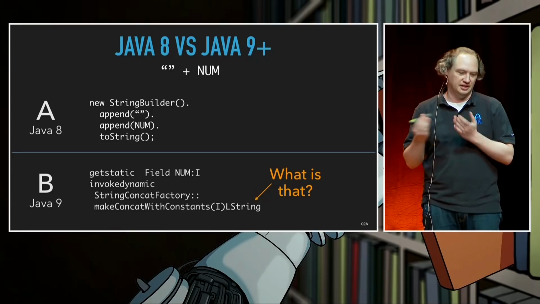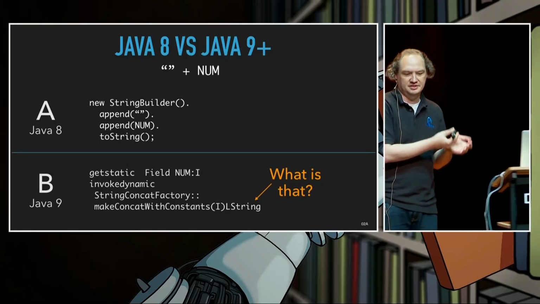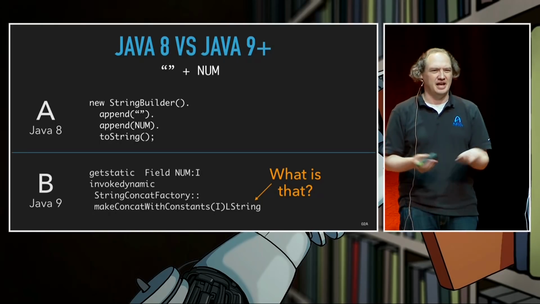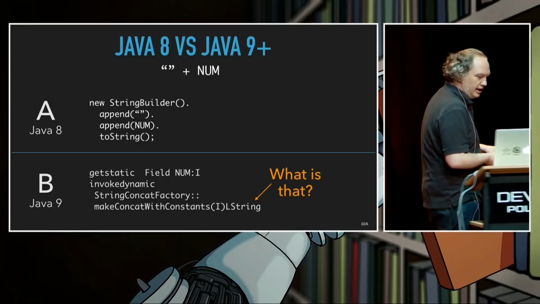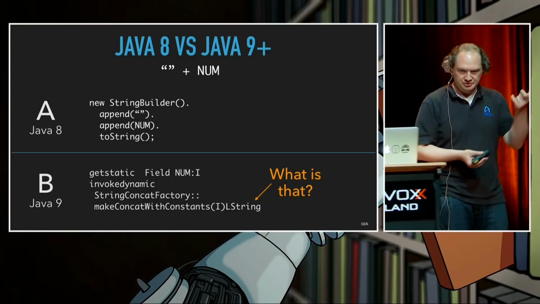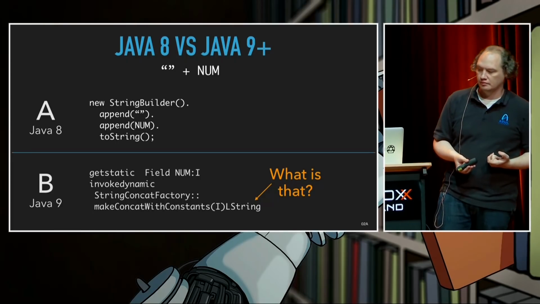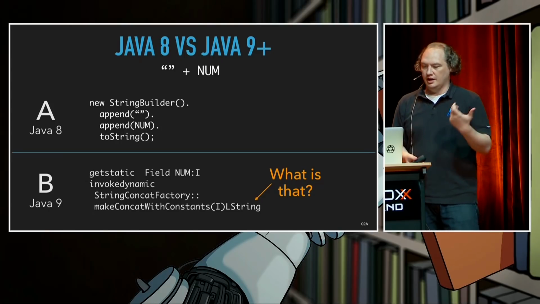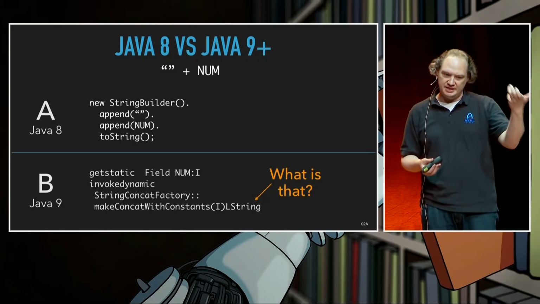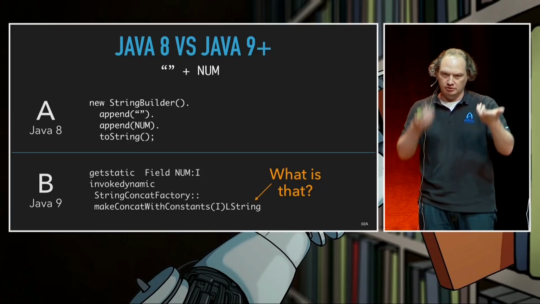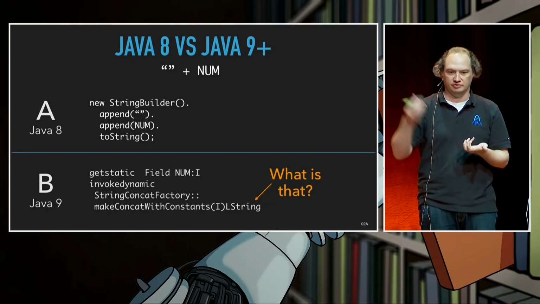Java 9 turns into this. It's a getstatic of our field, num, and then it's an invokedynamic call. What is dynamic about string concatenation? Well, what it actually does is at runtime produce a specialized function just for doing this concatenation operation for you. It says make concat with constants, and it just takes an integer. So it actually bakes the empty string literal into the function, and the only variable coming into the function is our integer. That's the thing that actually varies from each execution.